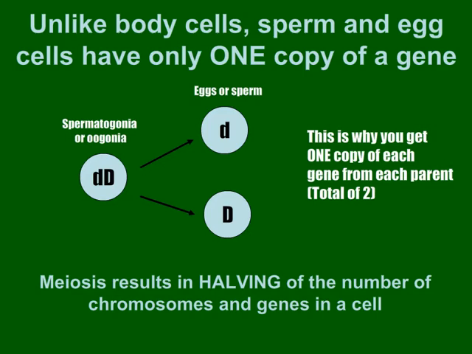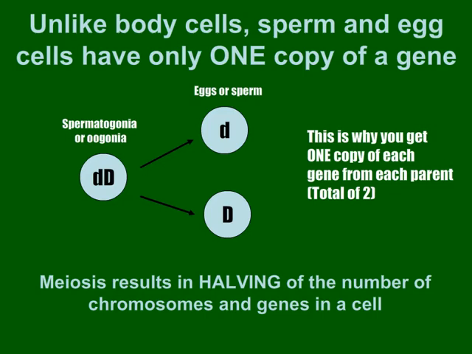Now don't forget, not only is this process going on in your body, but it's also going on in your spouse. So let's say you're heterozygous and now you're making sperm that are either big D or little d, and let's say that your wife is also heterozygous, so she's making eggs that are either big D or little d. So knowing this, we should be able to predict not only the genotypes of possible offspring, but also the chances of getting the dimples phenotype.